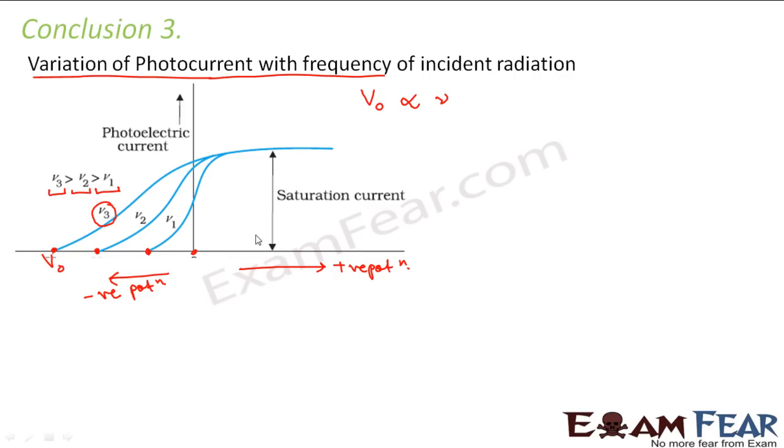So as you keep changing the frequency, if you want more current, you have to change the intensity. But if you want to change the stopping potential, that means if you want to change the duration for which the photocurrent should flow, in that case you have to change the frequency, because stopping potential decides for how long photocurrent will be there, for how long electric current will flow, right?